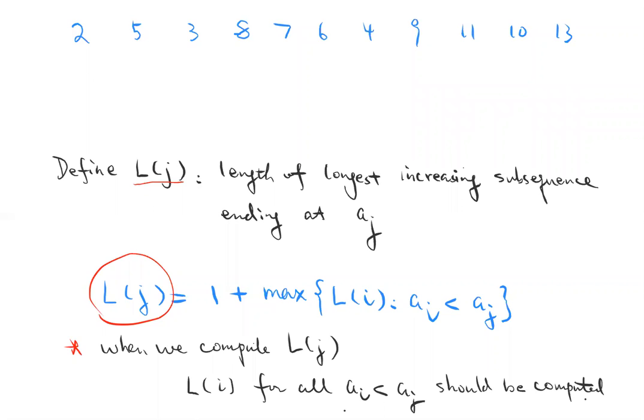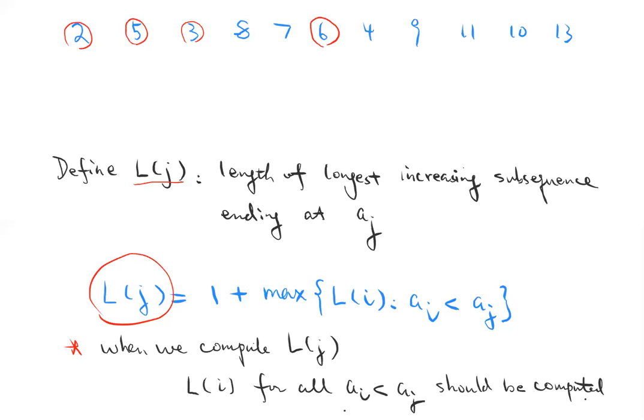So what value will be required when we compute L of J? Say, for example, this 9. We look at dependency. Oh, that 9 maybe too big, too many. I consider something smaller, maybe 6. Okay. So we need this one, and this one.